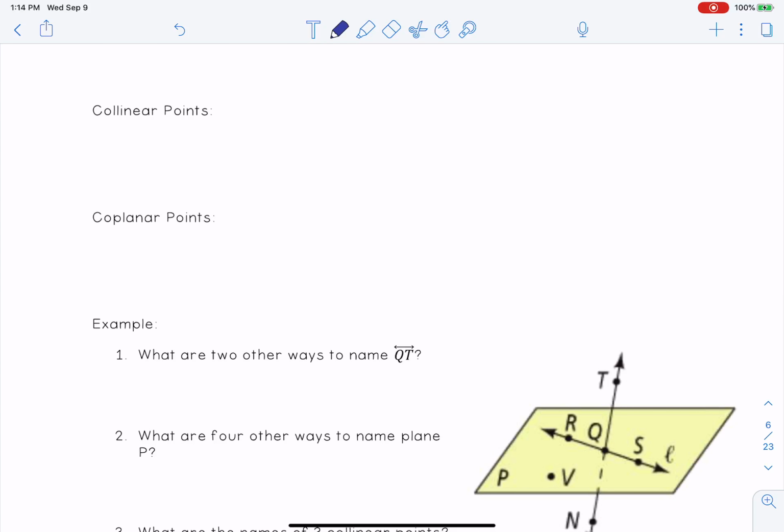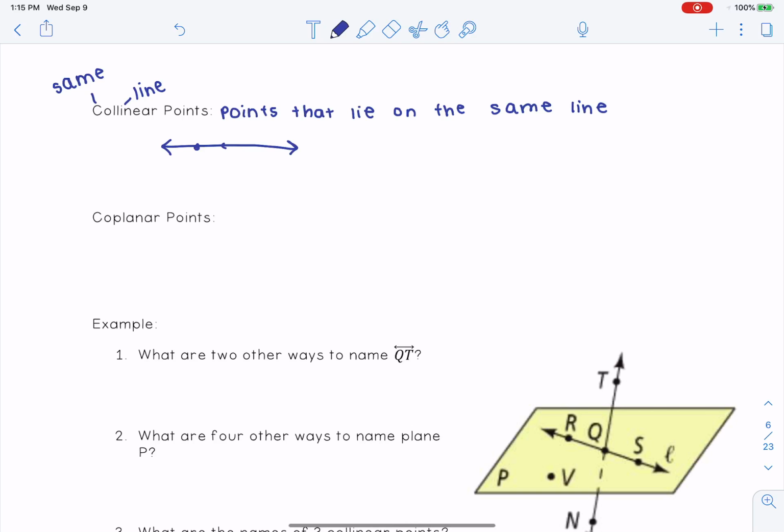So we've now got a few more definitions. So collinear points. If you think of the word co, like a co-worker, you think of the word same. And if you think of the word linear, you might think line. So what do you think same line points are? Well, they're points that lie on the same line. So if I draw this line and it's got A, B, and C on it, what we might say is A, B, and C are collinear.